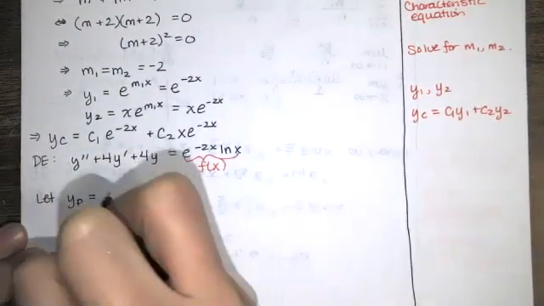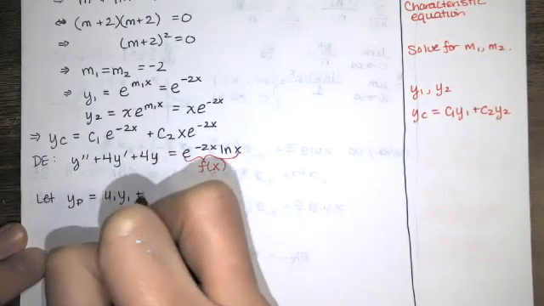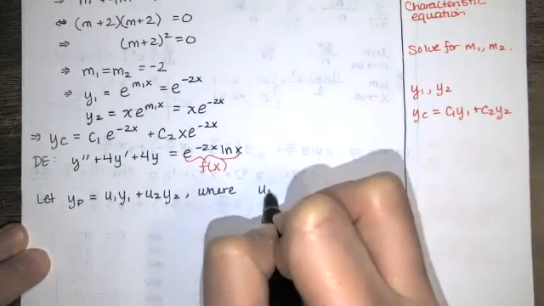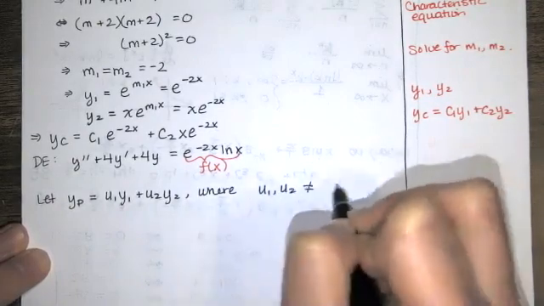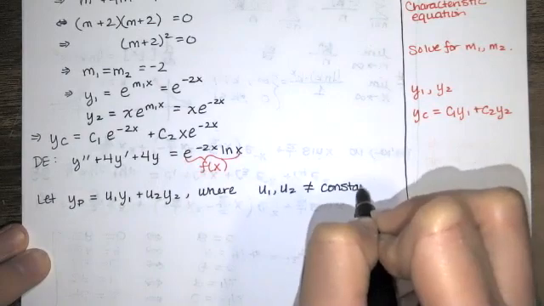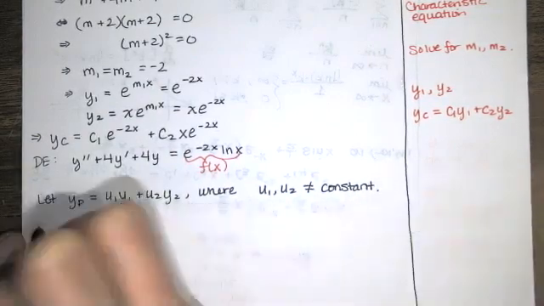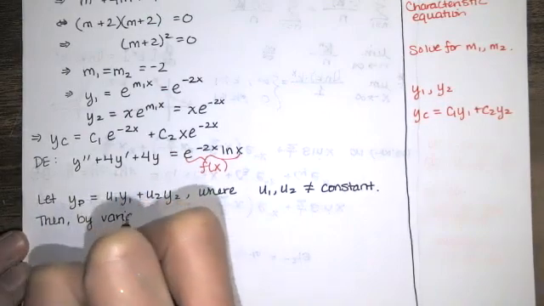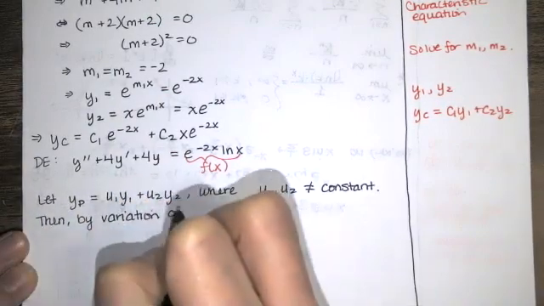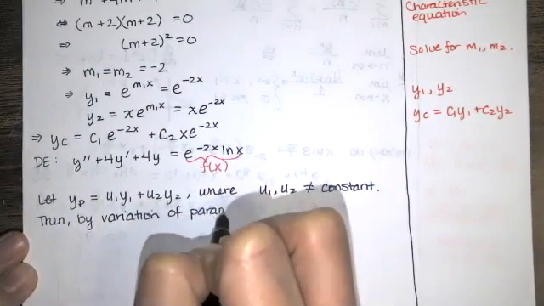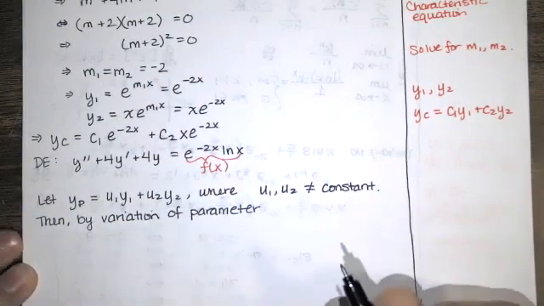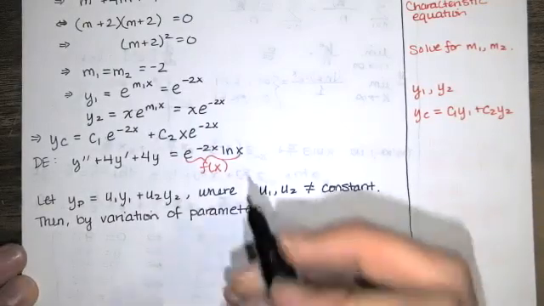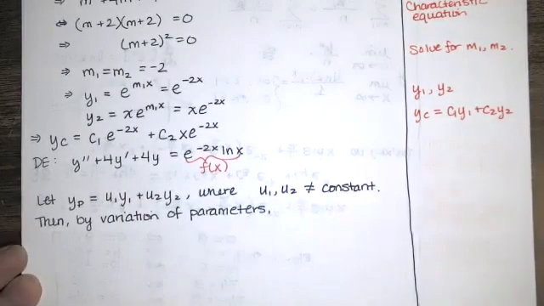So we will let y sub p equal u1 y1 plus u2 y2, where u1 and u2 are non-constant functions. So they have to be functions of x. And then we'll say then, by variation of parameters, the following is true. Now we're skipping some steps because there would be a lot of cancellations, a lot of differentiation and algebra, but every single time we are led to this conclusion.